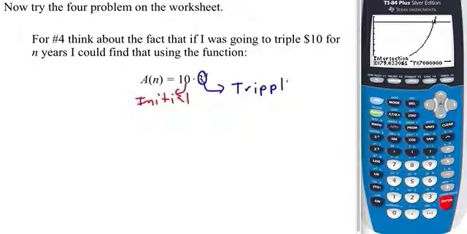I think I spelled that wrong. Tripling every year. So every year I'll multiply it by another 3. All right? So 10 times 3 to the n, and that'll give me how much I have after n years.